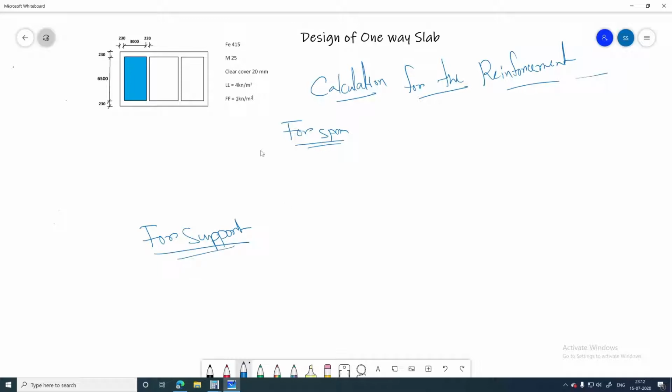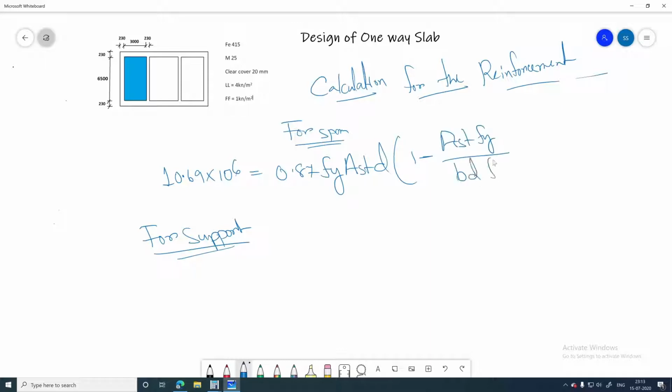So I give a gap definitely. What is the span moment? The span moment, you can see, is 10.69, and we need to multiply it by 10 to the power 6 to convert to Newton millimeter. So this is the moment, and that will be equal to 0.87 Fy AST into D into 1 minus AST Fy by Vt Fck.